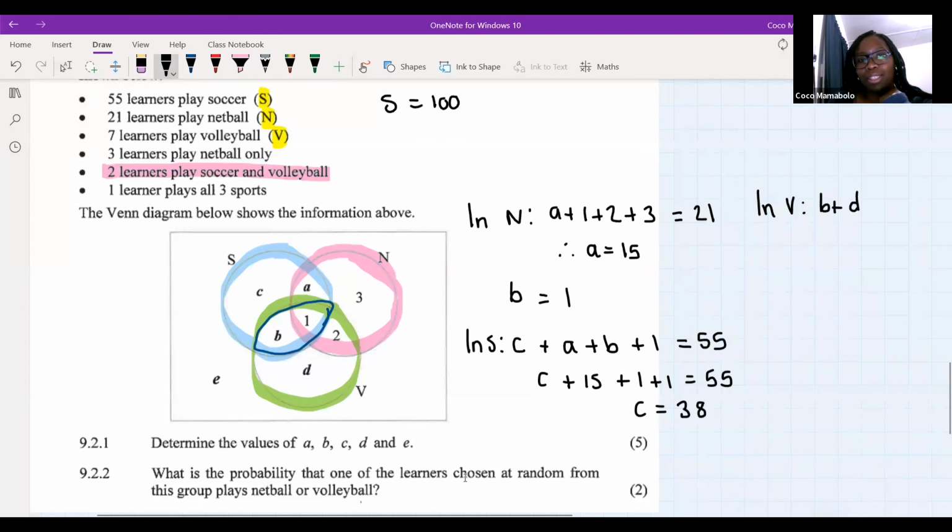B plus D plus 1 plus 2 is equal to 7. Right, and B is 1, plus D plus 1 plus 2 is equal to 7. Therefore, D is equal to 3, not 2. Careful, Pi, it's 3. Okay. And E is going to be what's left over.